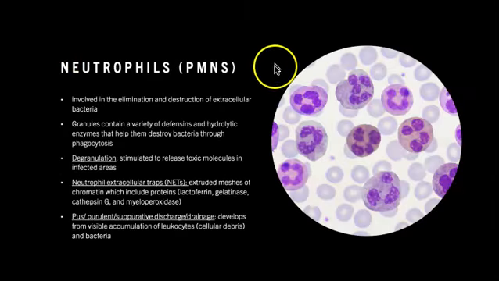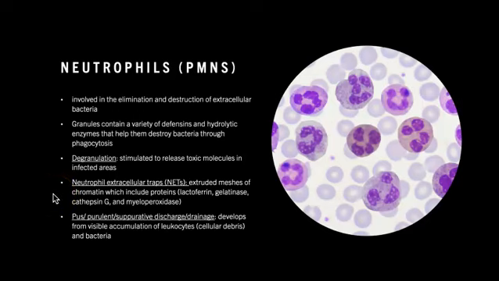Let's focus more on those neutrophils. They're going to be involved with elimination and destruction of our extracellular bacteria. We'll see that their granules are going to have a variety of defenses that we've talked about before, hydrolytic enzymes that will help to destroy bacteria through the process of phagocytosis. So this is one of the key things to know, is that your neutrophils are phagocytes. They are cell eaters. They can also go through the process of degranulation, meaning they can release toxic molecules in infected areas. And we have extracellular traps that they create.